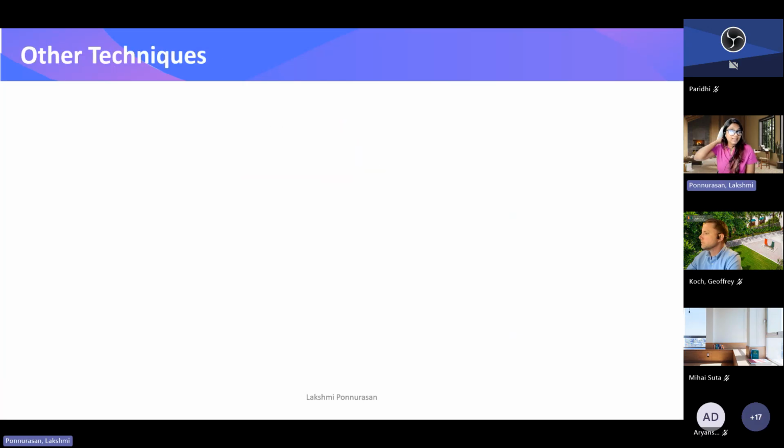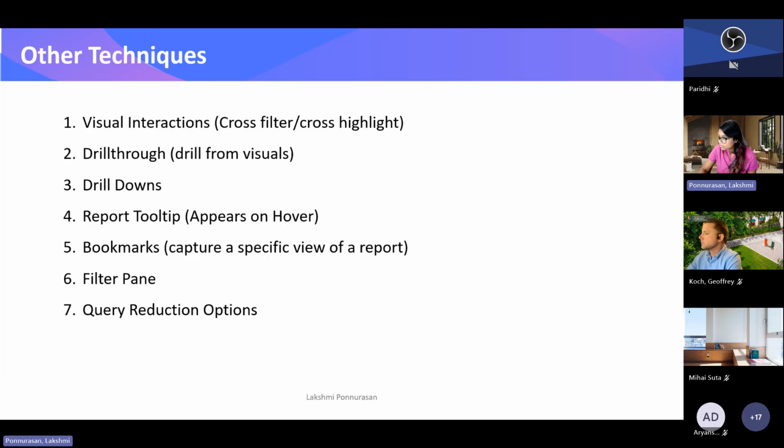Moving on. What are the other techniques that you can use for interactivity? Any question? Perfect. First thing is visual interactions, already covered: cross filter, cross highlight, no interactions. Then comes drill throughs. What are drill throughs? You can drill through from one visual to another page, and that other page is going to have another visual. I'll show you a demo.